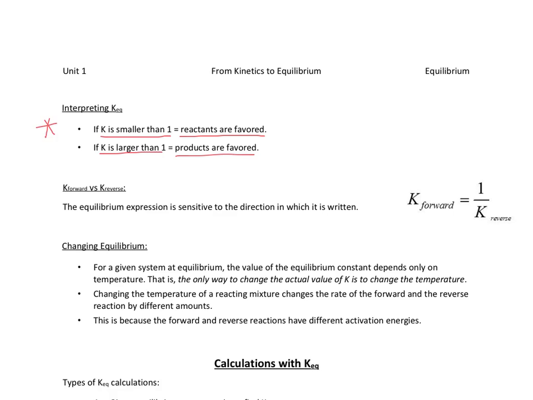In the event that you are given K forward or K reverse, you can always find the other one by finding the inverse of the other.